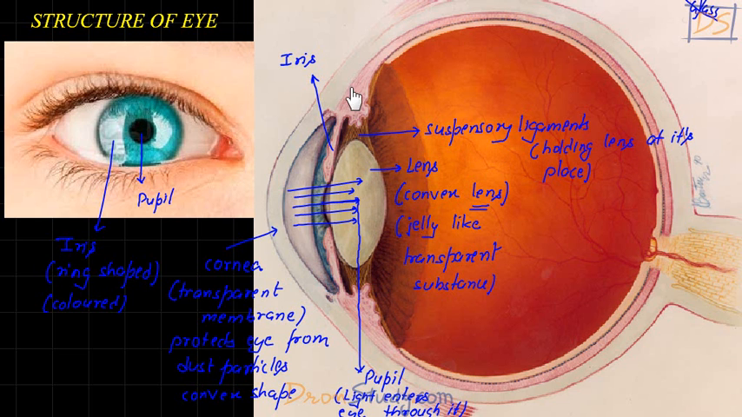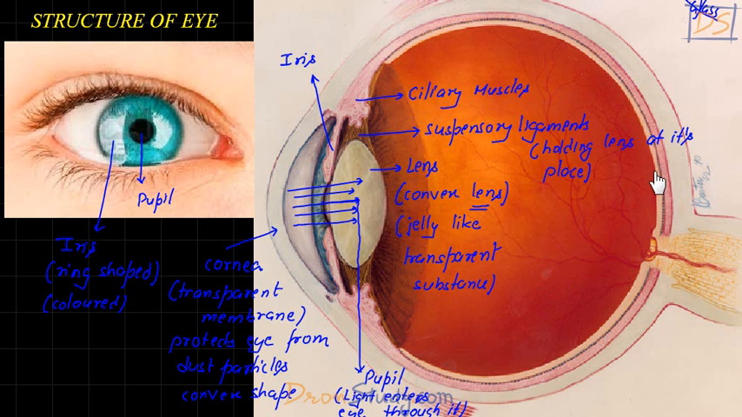Now look at this structure, students. This is a muscular structure and this is called ciliary muscles. Once again, this is also ciliary muscles. We'll see about ciliary muscles in great detail in this chapter, because these ciliary muscles are actually very important.